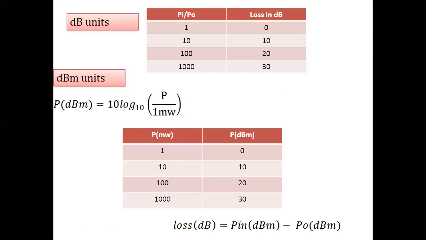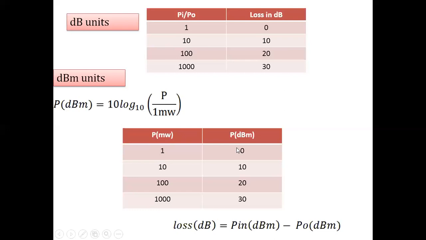And this is the conversion. If the power is 1 milliwatt, we substitute the value of 1 milliwatt, and 1 milliwatt over 1 milliwatt cancels. So we get 10 log to the base 10 of 1. Log 1 is equal to 0.